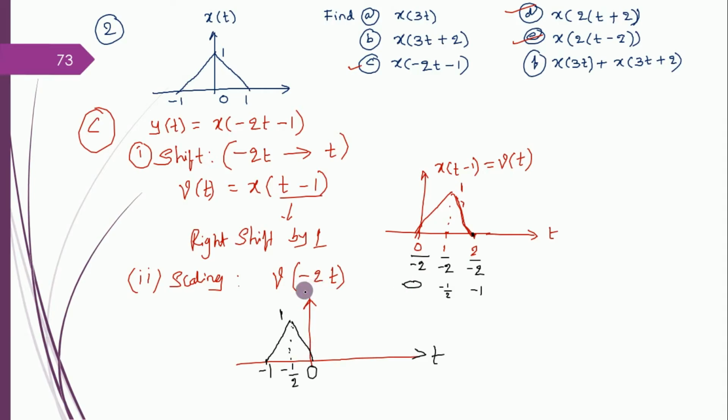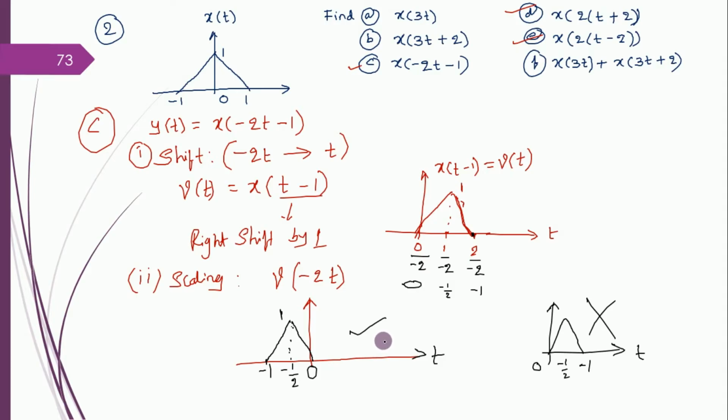Reflection cum scaling, I'm doing it in a single operation in order to avoid confusion. Just divide the scaling factor A into the denominator, but make sure that you don't draw it in this fashion. The minus axis does not exist on the right hand side.